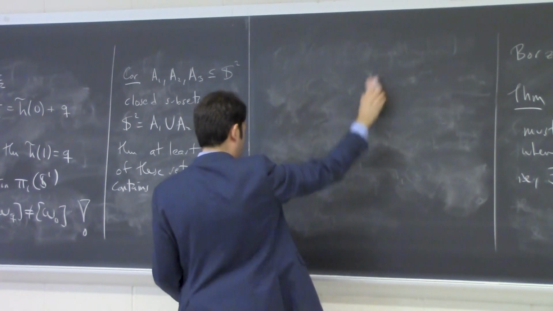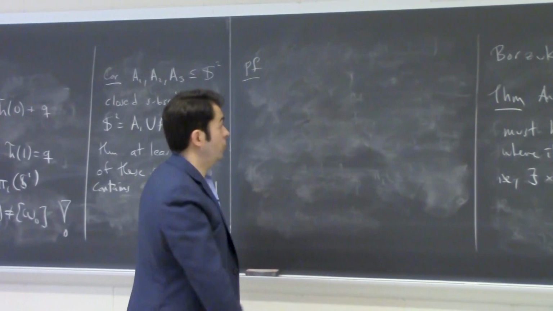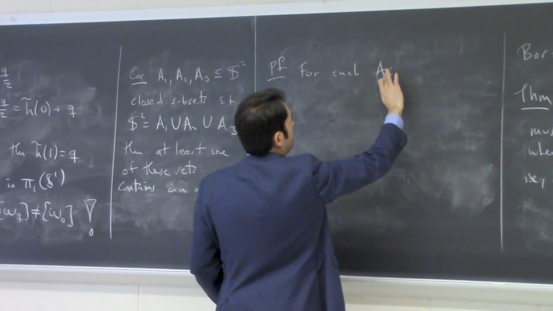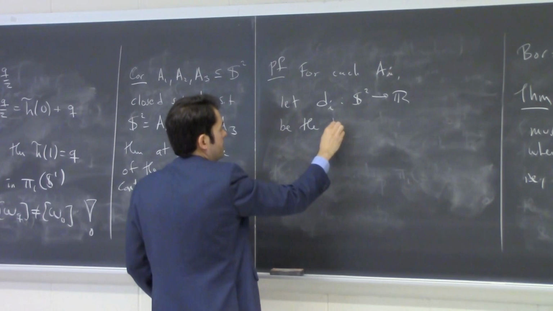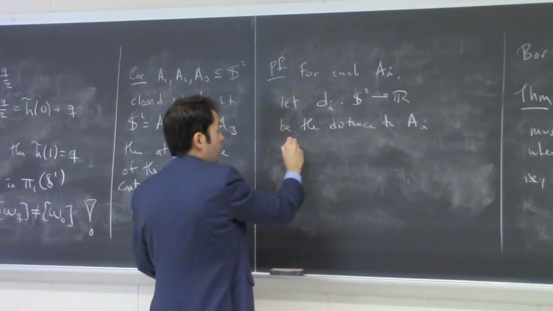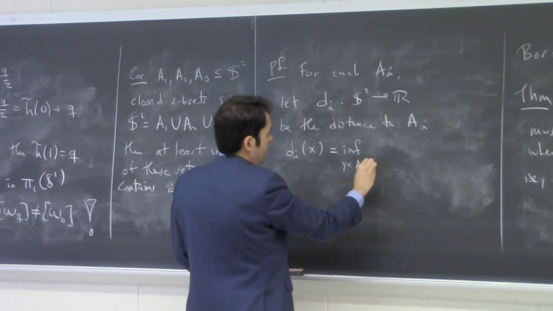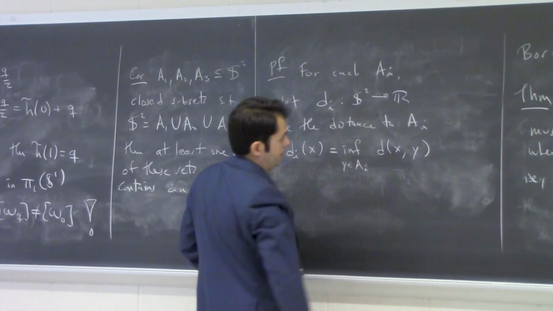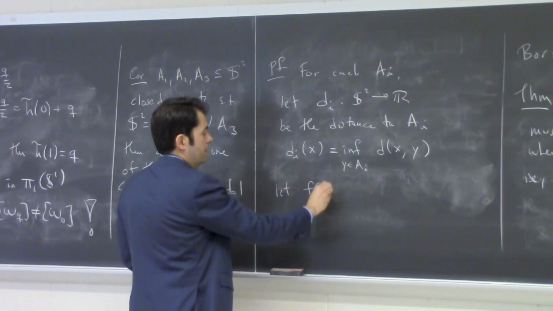Okay, so the proof: I want to use Borsuk-Ulam, so I just need to cook up a useful map from S2 to R2, right? For each Ai, let di from S2 to R be the distance to Ai. So di of x is the infimum, or the minimum, among all of the y's in Ai of the distance between x and y, where we're using the Euclidean distance by putting S2 into R3. And then let f of x be d1 comma d2.